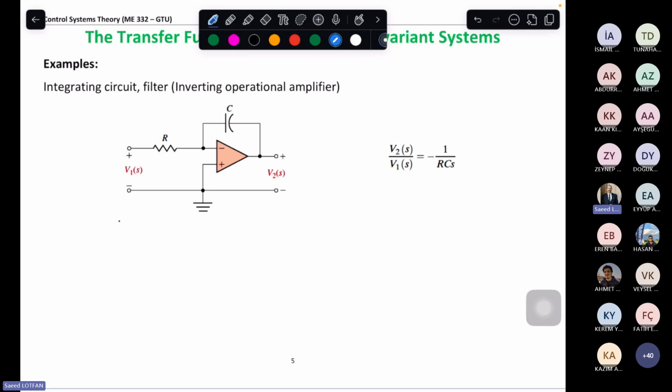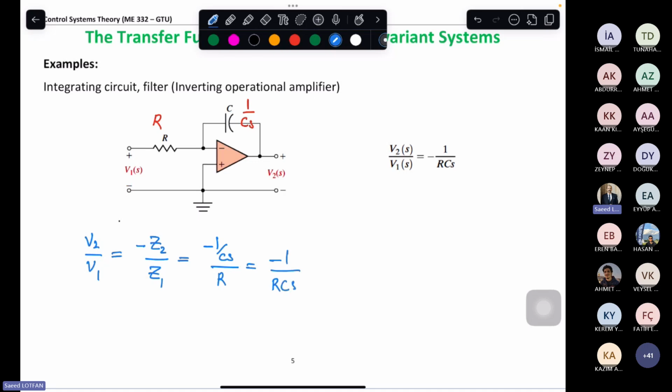So we have this example from the previous week's discussion. Again, I want to show that if you use the impedance technique, R impedance is R, C impedance is 1 over CS. So the relationship was V2 as output over V1 as input is equal to minus impedance in the second hand to impedances in the first hand. So this is minus 1 over CS over R, which will result in 1 over RCS. So this is the G(S) of the system.